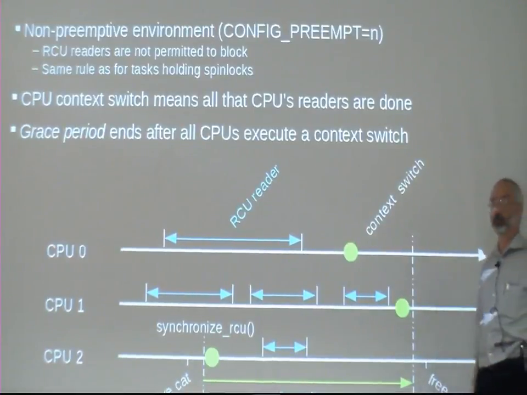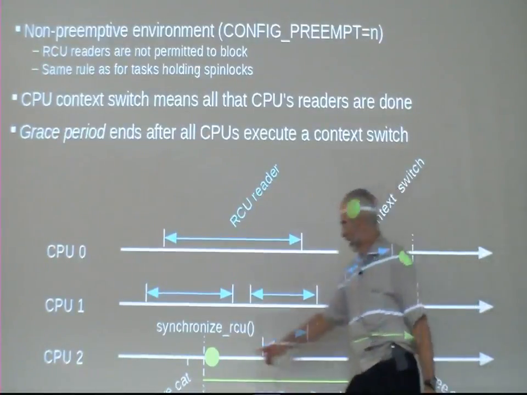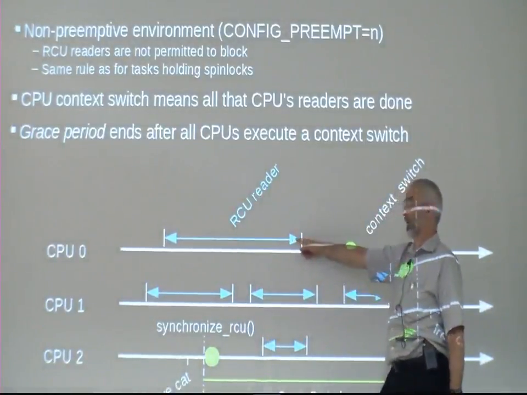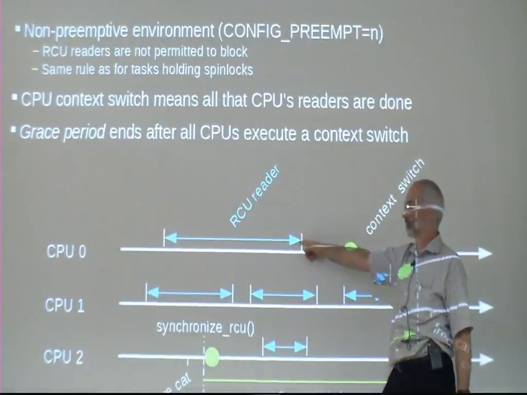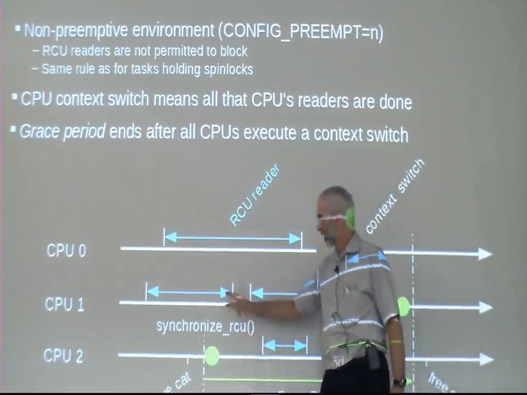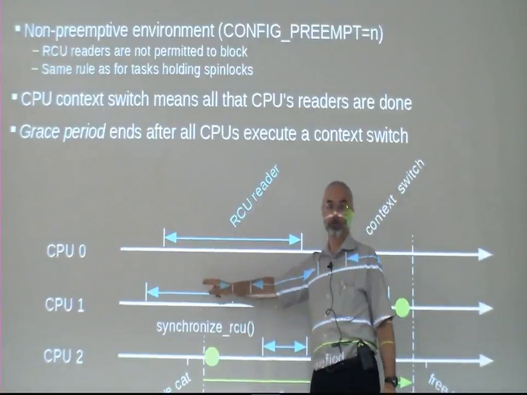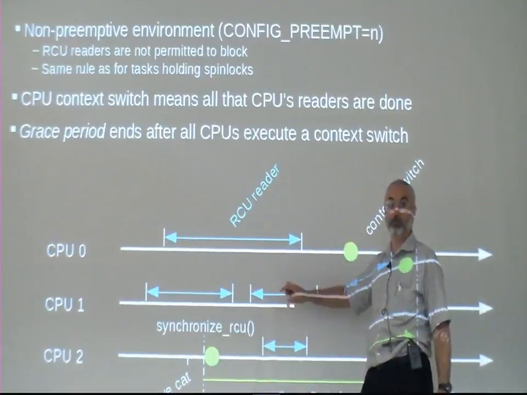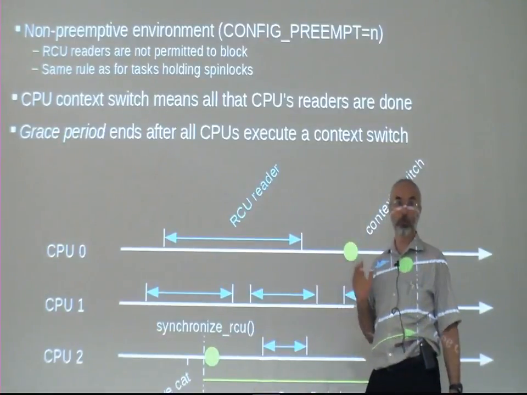So let's go through that again. We remove the cat. There might have been some readers accessing it. This guy might have been accessing that cat all the way out to here. And this guy to here. The readers are not allowed to do context switches. So there's none of these green arrows inside these blue arrow things. That would be illegal. That would be a bug. Somebody would be misusing RCU.